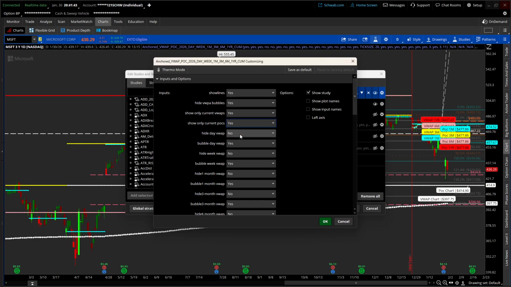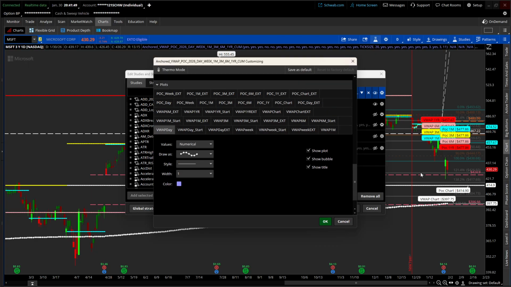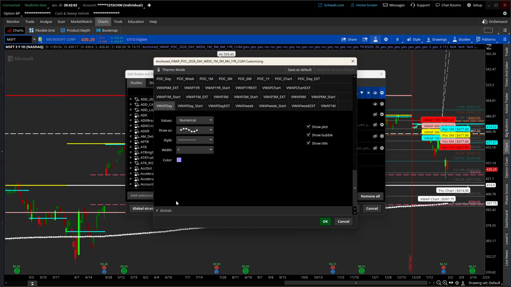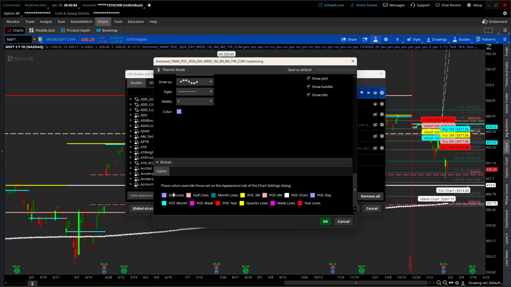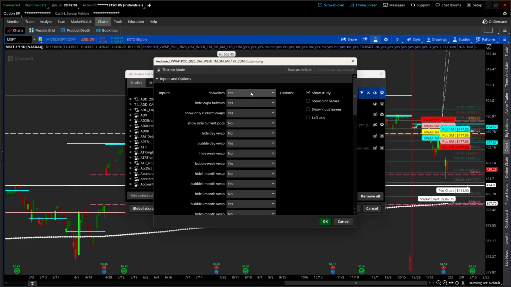So yes, you can have VWAP day. Some of the other things, I have extensions on here. That's what allowed me to move my bubbles away from price. So if I were to go down here as well.